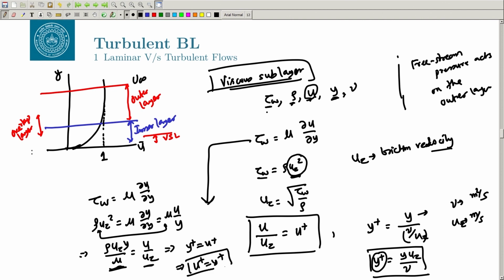So, in terms of non-dimensional velocity and non-dimensional distance, there is a linear relationship in this viscous sublayer. That is what we figured out from this argument: the only stress that dominates very close to the wall, in the viscous sublayer, is the viscous stress. And that is why we could take the relation tau w equal to mu del u by del y, and for a very small distance del u by del y can be written as u by y, and finally you get y plus equal to u plus. Remember, this is for a very small distance close to the wall.